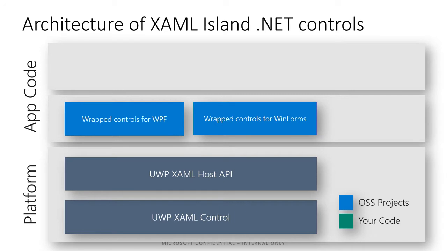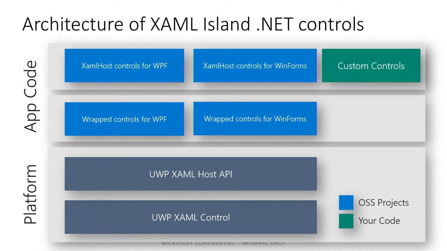But there are only a few wrapped controls available for us. And what about the other controls? What about a control that is not wrapped yet? Or what about my UWP custom controls? For those scenarios, you can use the XAML host NuGet package to consume any UWP control or even your custom UWP control on a Windows Forms or WPF project, all right?